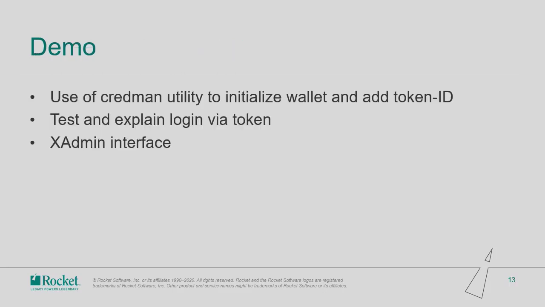And for the demo here, basically I'm going to follow the steps I outlined a couple slides back with the Credman utility. So I'm just going to use that to initialize a wallet and add a token ID, show you how to edit that mapping record. Then we'll test it. I'll explain a little more about how you use the token to log in, and I'll also show the Xadmin interface for those that would rather a graphical interface than Credman at command line.